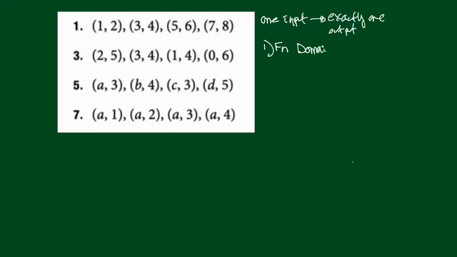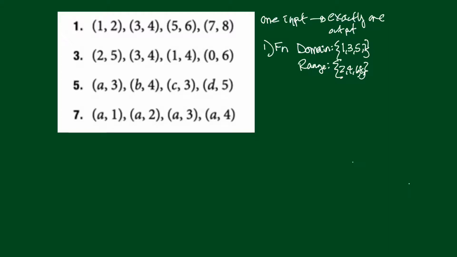Now here's the domain. The domain, this is the set of input values. Now the input values are the first components, 1, 3, 5, and 7. Those are the input values. That's our domain, 1, 3, 5, 7. And the range, that's the set of output values. So what are our output values? Those are the second components, 2, 4, 6, and 8. So there's problem number 1.